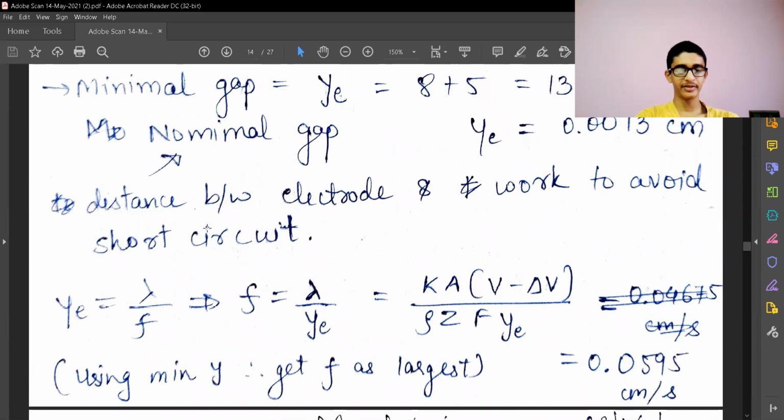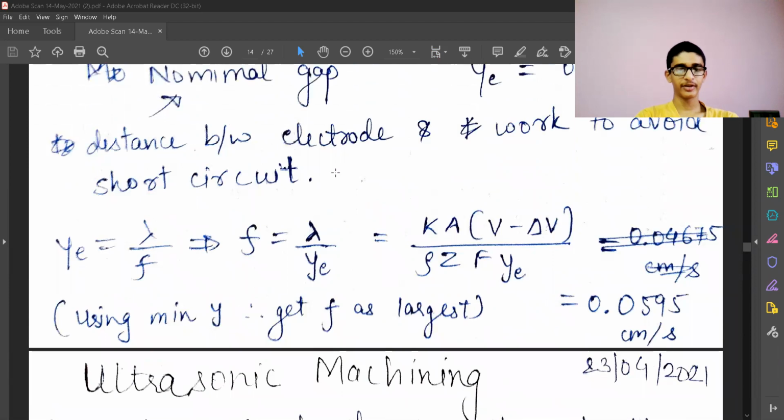In the next video, we'll start with new unconventional machining processes, that is the ultrasonic machining process.